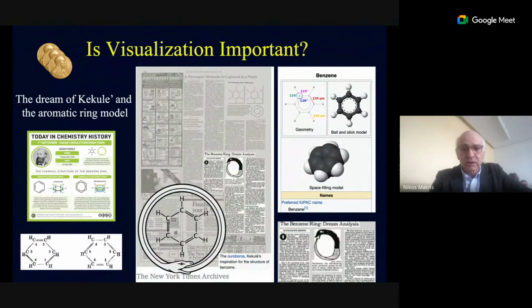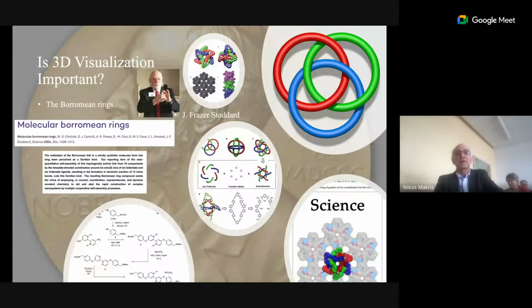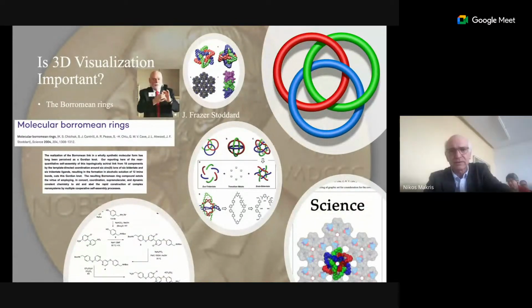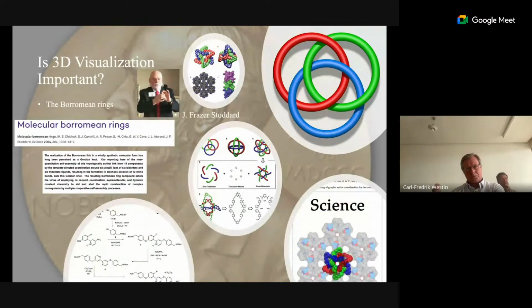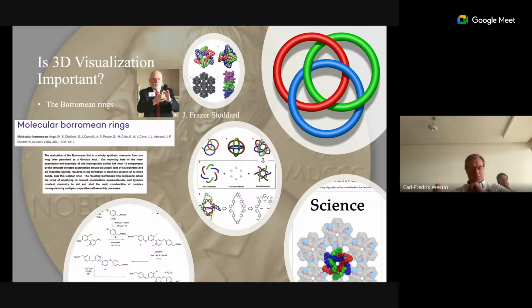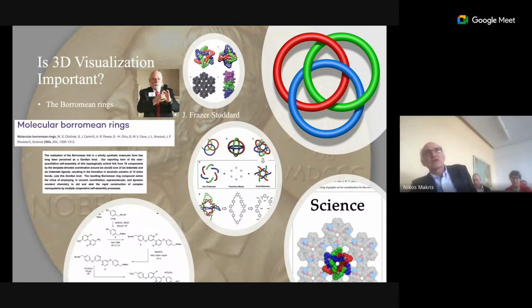So the second example is Kekulé for visualization, and the third one, the most puzzling in my mind, is this one here of Sir Fraser Stoddart, who is a physical chemist, and he came up with the synthesis of the Borromean rings. It's in synthetic chemistry, and this is the configuration. The 3D visualization is very difficult because these rings have a very, very difficult topology.